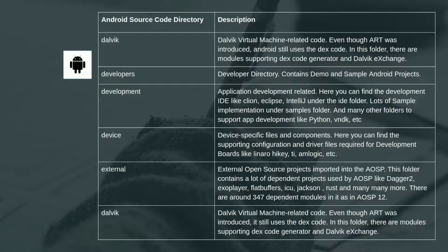The Dalvik folder consists of Dalvik virtual machine related code. Even though ART was introduced long back, Android still uses the DEX code. In this folder, there are modules supporting DEX code generator and Dalvik exchange.